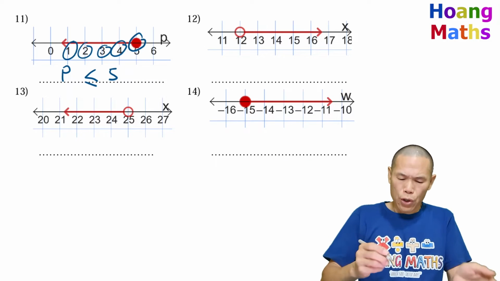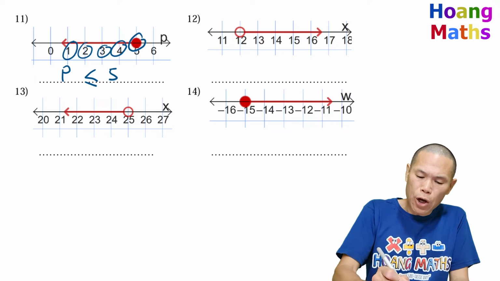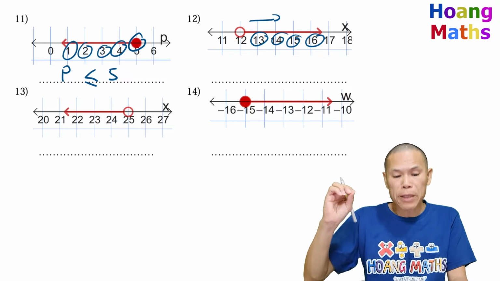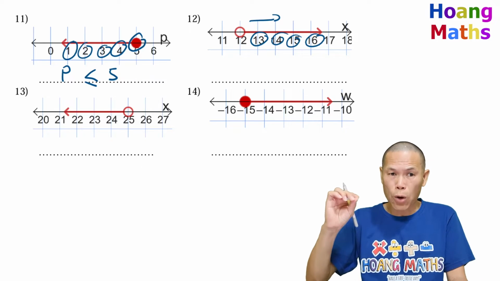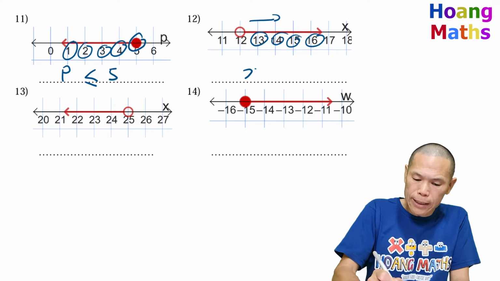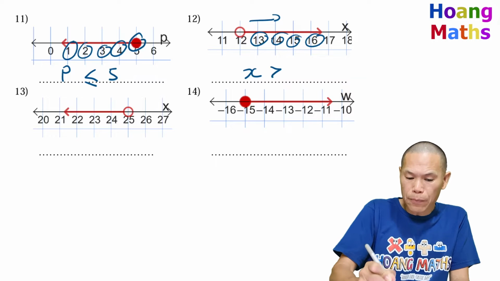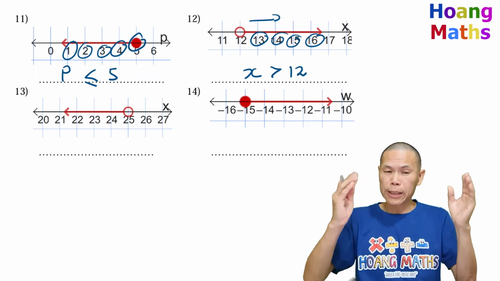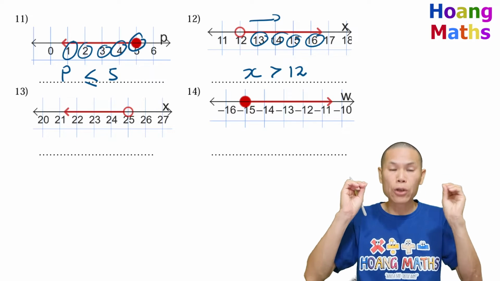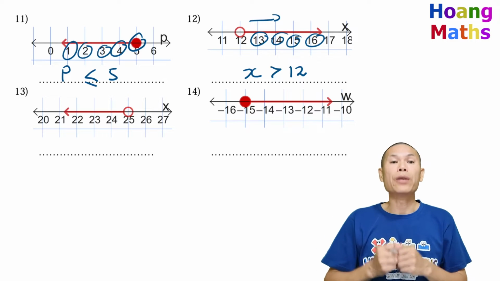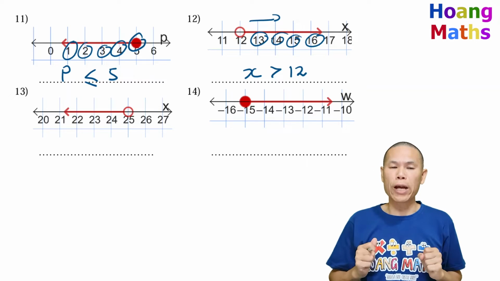Number 12. So we start at 12 and then we go this way. And we have 13, 14, 15, 16, and so on. So these numbers are greater than 12, correct? So these numbers represent x. So we write x is greater than 12. And the circle is empty. So that means no equal sign, not including 12 if you wish. So x is greater than 12. And I hope you got it correct.